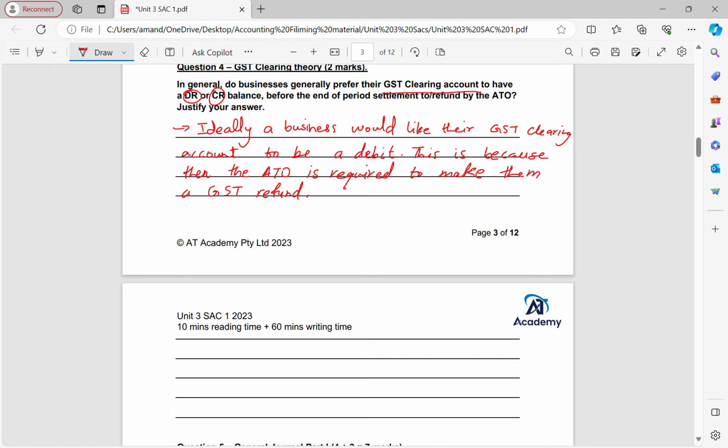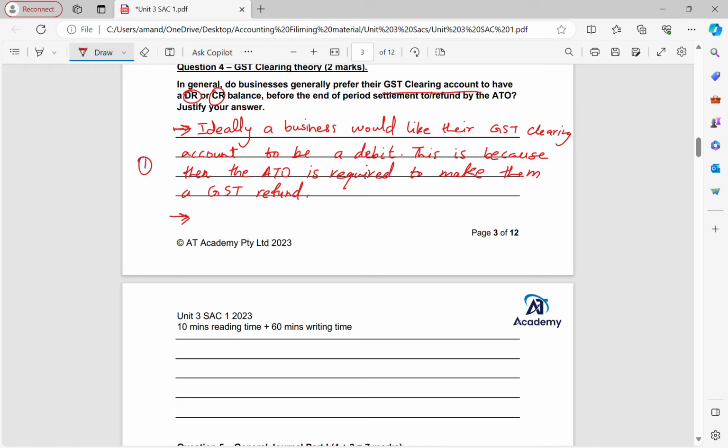Because the GST clearing account, when it's debited, is actually an asset. So that means the ATO owes you money instead of you owing the ATO. So for this reason, the GST will become a current asset. The ATO will be required to pay you money. So who wouldn't want that in that situation? But obviously, there's a counter side to this, which is also important. I'm just writing the ideas, and you guys are going to have to put it into proper English.